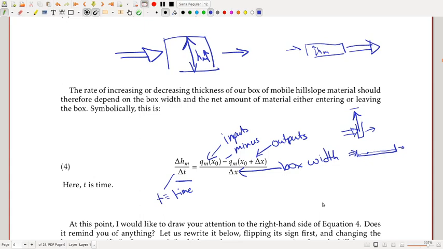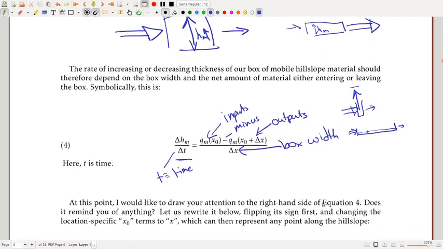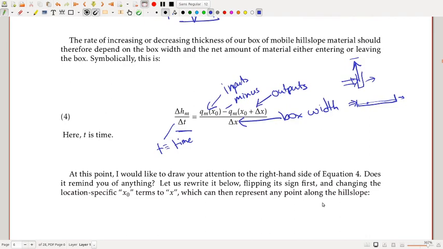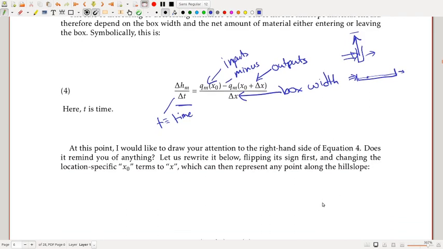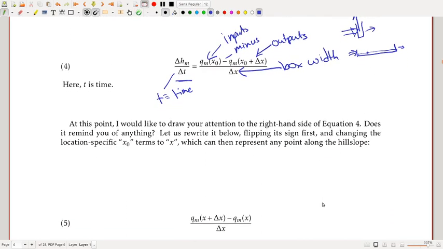And at this point, what I want to do is draw your attention to the right-hand side of this equation, equation 4. Does it remind you of anything? You have a difference divided by a width. And if I give you a second, as I slowly scroll down, maybe one of you is thinking back to early college, maybe high school, where you might have encountered something that looked a little bit like this, where I've actually flipped this around. So now I have x plus delta x over here, minus x over here, and divided by delta x.